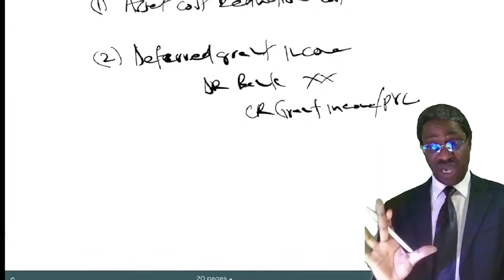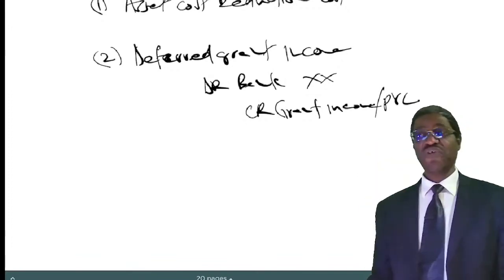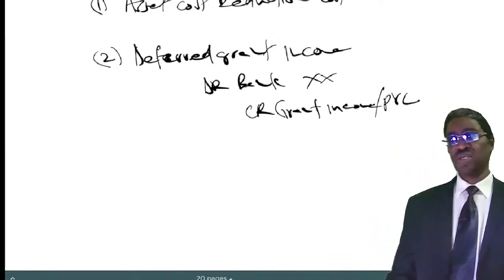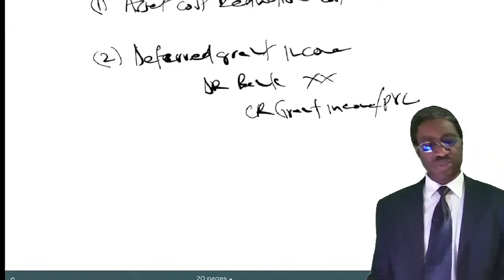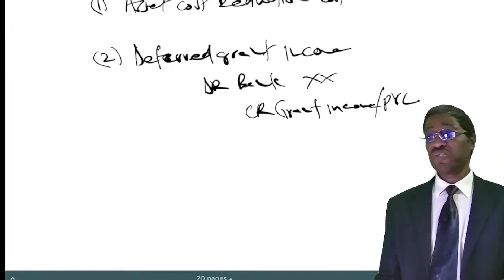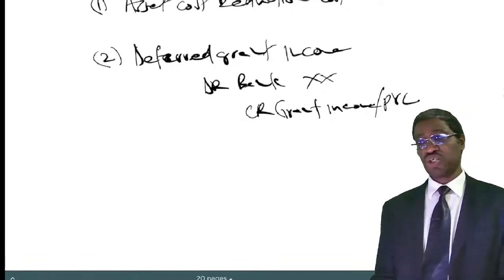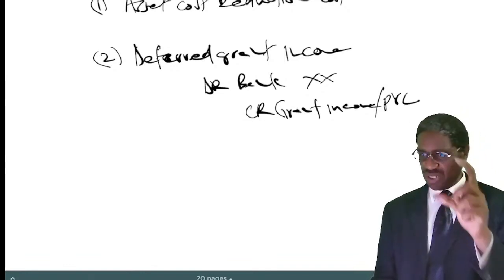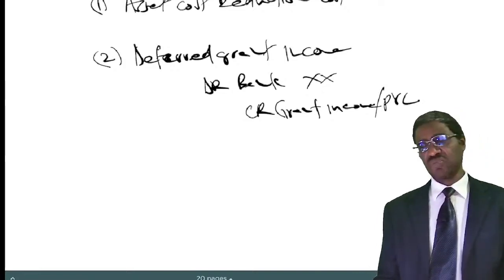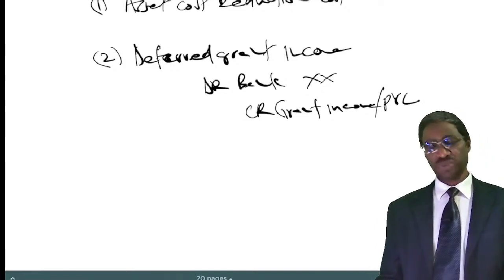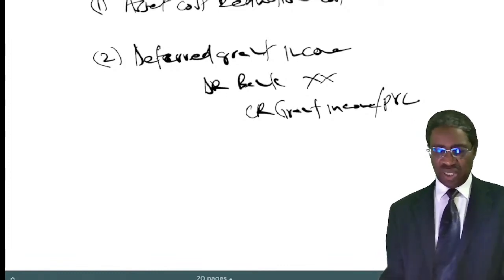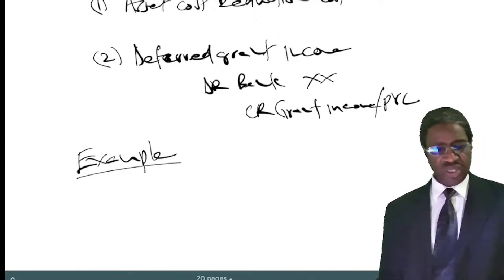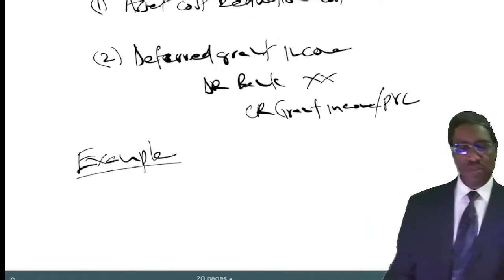Now we want to do an example, especially the first type of grant, and that is the capital grant. Let's put down an illustration now. So how do we account for a government capital grant? So have an illustration. Example. Then you say this.